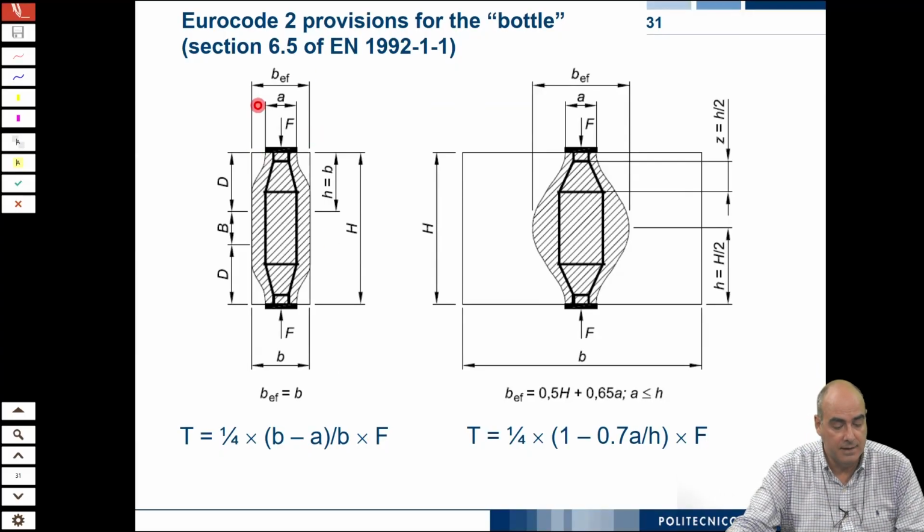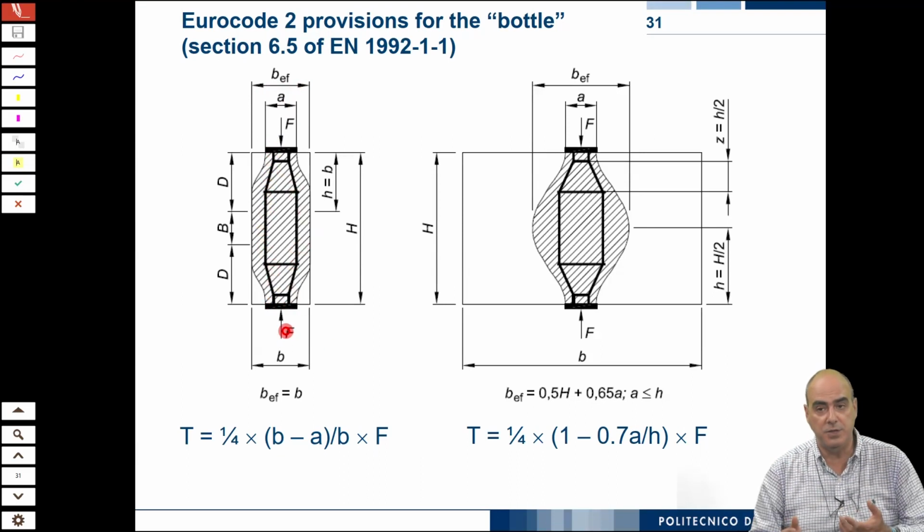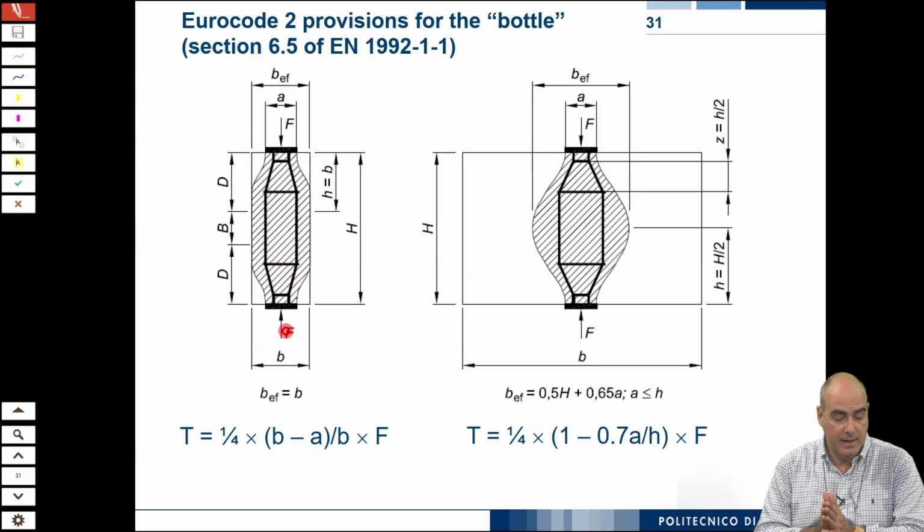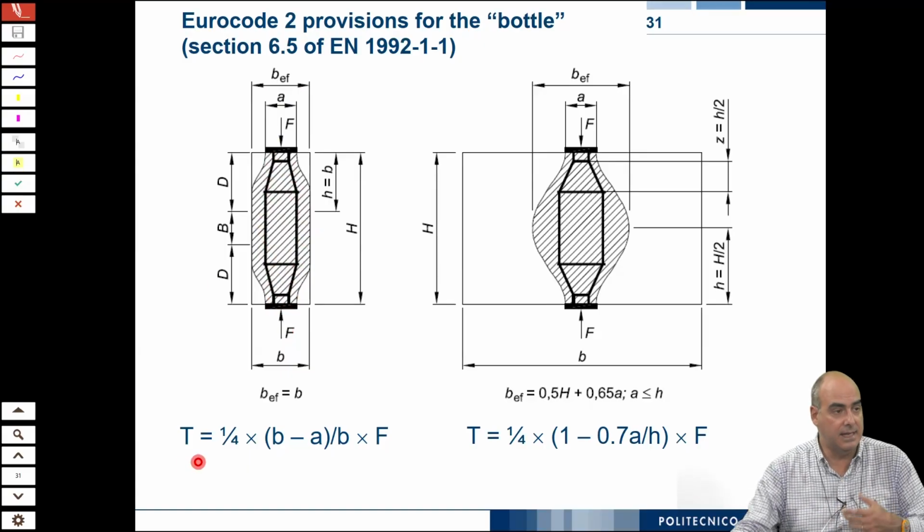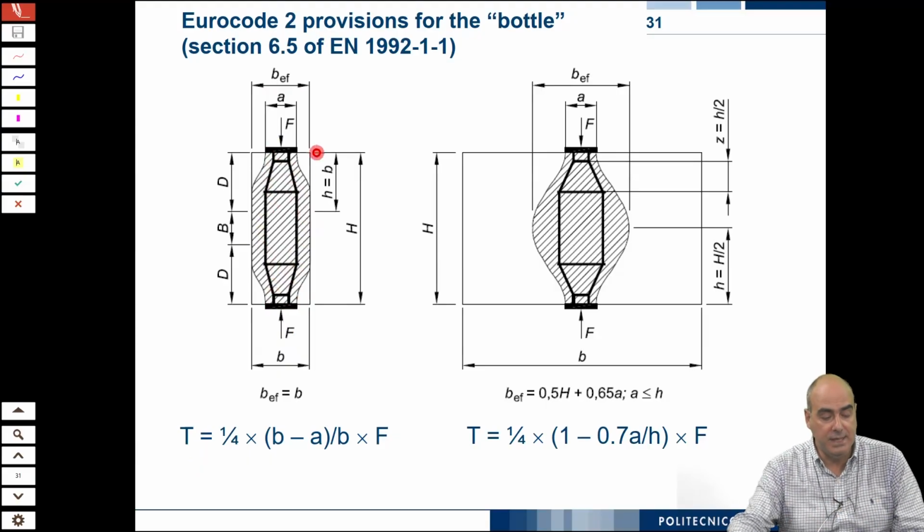So you have the width of this element, and you have the width of the applied load. And you see that this is a typical reinforcement arrangement, which is recommended. And the T is the transverse tensile force. This formula comes from equilibrium, it is the transverse tensile force that you can use to design this reinforcement.